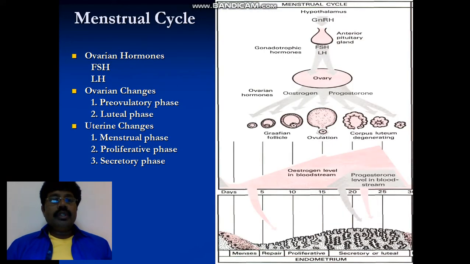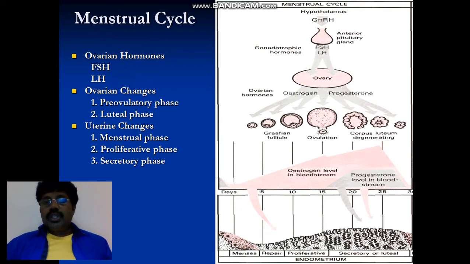This one is about the menstrual cycle. The ovarian hormones here are actually the follicle stimulating hormone and luteinizing hormone. These are two different types of hormones which activate. The ovarian changes are the pre-ovulatory phase and luteal phase. The uterine changes are the menstrual phase, proliferative phase, and secretory phase.